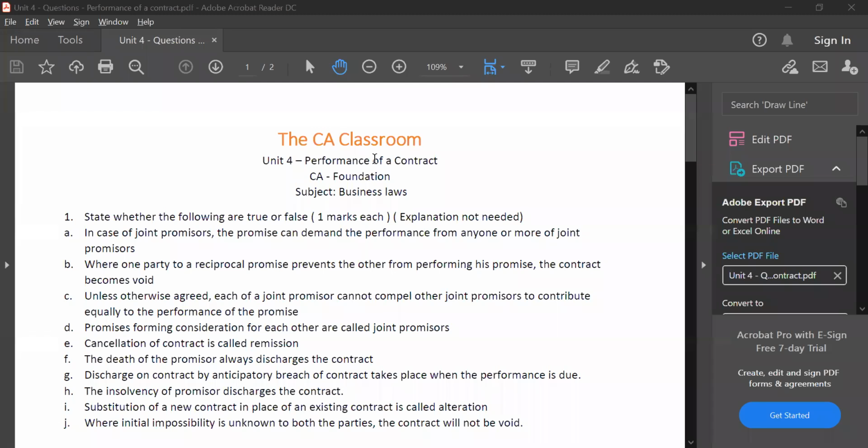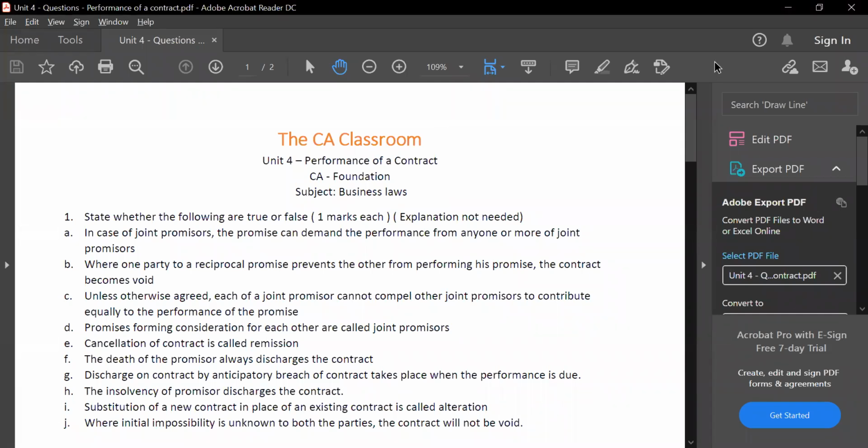In case of joint promisers, the promisee can demand the performance from any one or more of the joint promisers. Yes. True, sir. Answer first one. True. Yeah, first one is true.